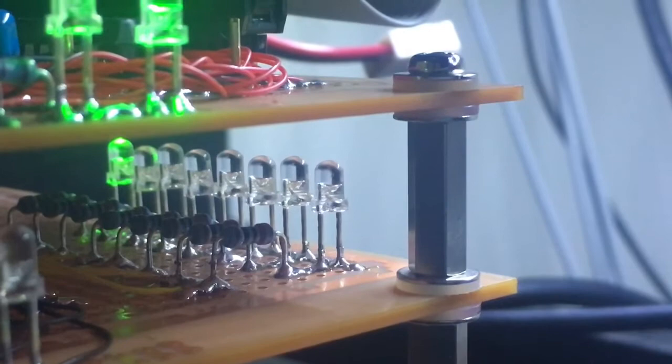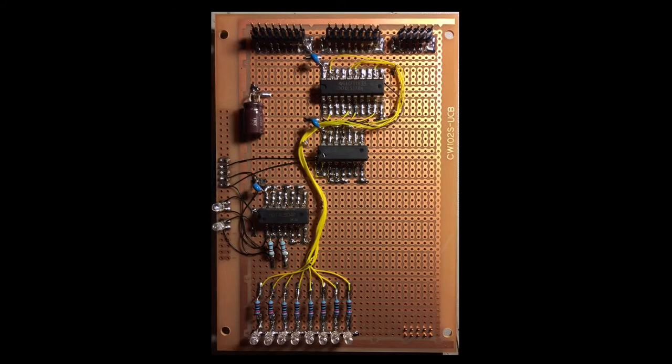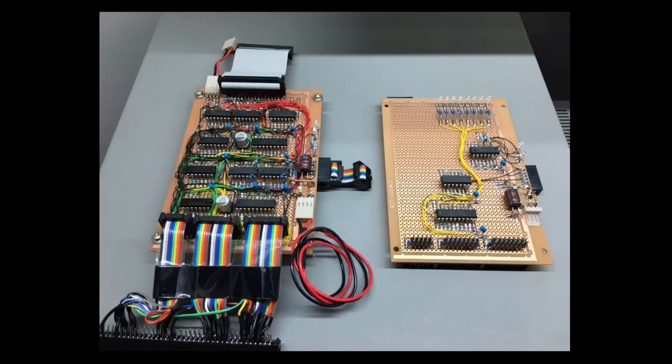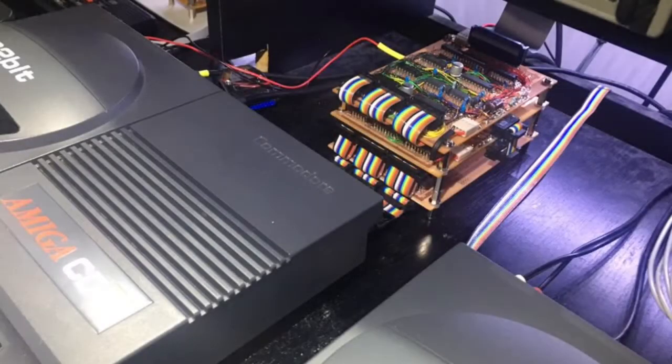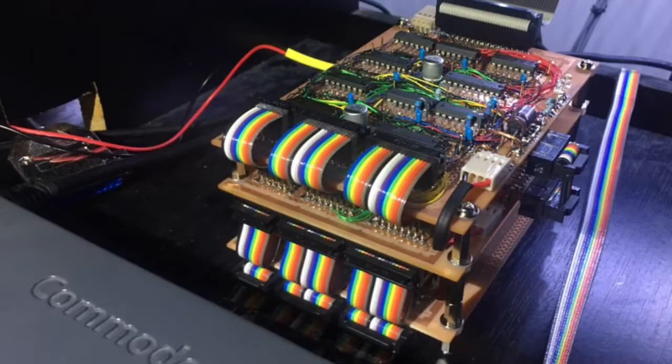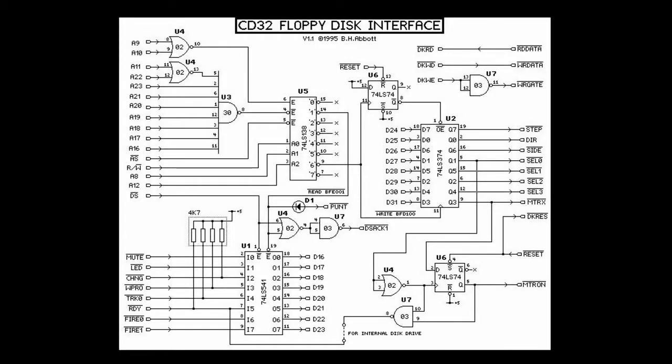But the board for that only needs an 8-bit connection to the data bus, so 8 wires, and a special address decode port that I've implemented on the floppy disk drive board. The fact that the parallel port board uses the floppy disk drive interface board to decode its addresses means that it can't work independently, but the floppy disk drive interface board still can.